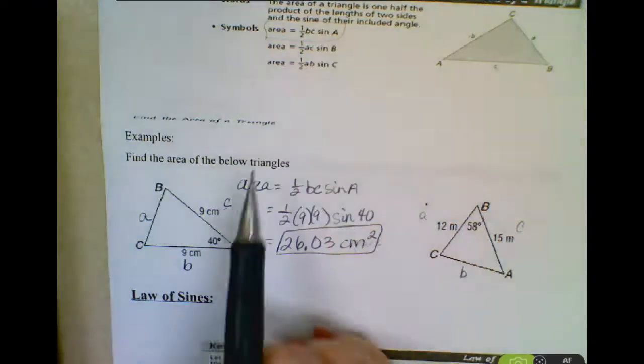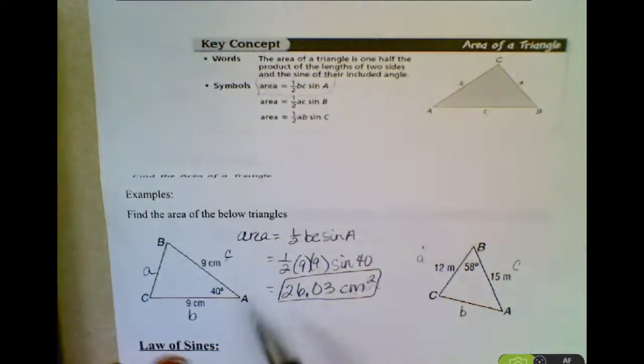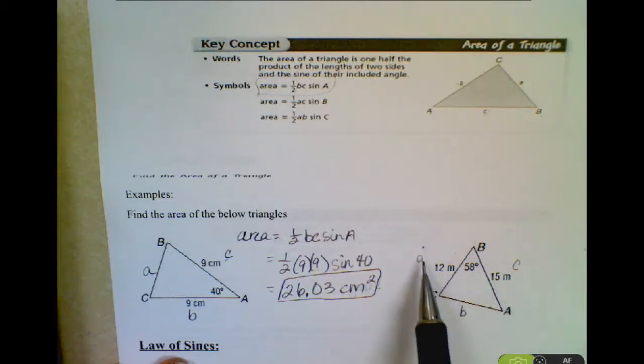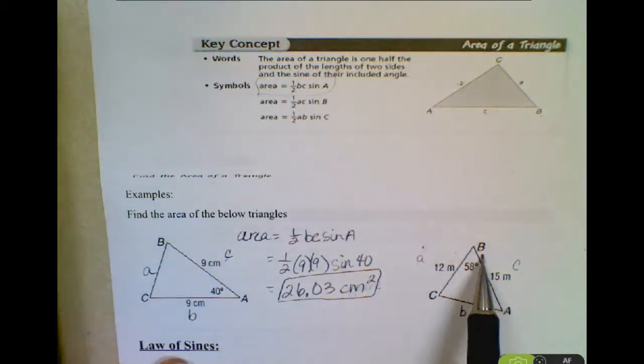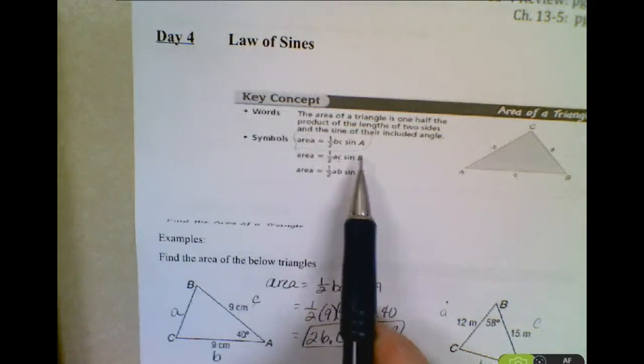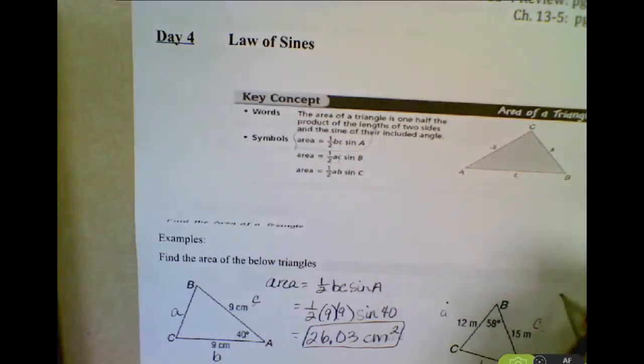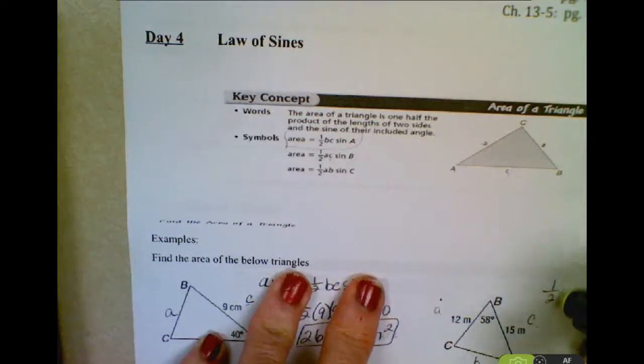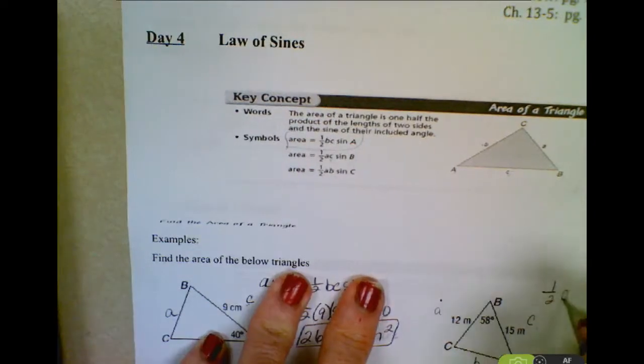Okay, so looking at what I have, knowing which formula to use in trig is really just assessing your situation, what information you have versus what information you're trying to figure out. So you've got an a side and a c side and the B angle in between. So for this one, I'm going to use 1/2 ac and then the sine of B.